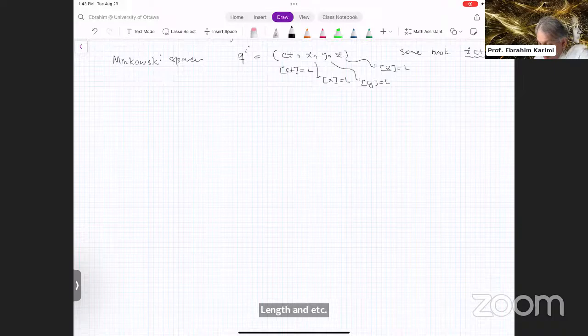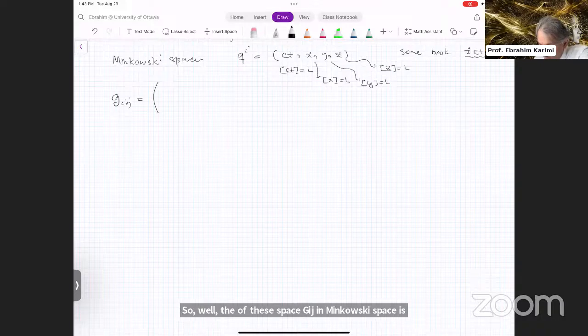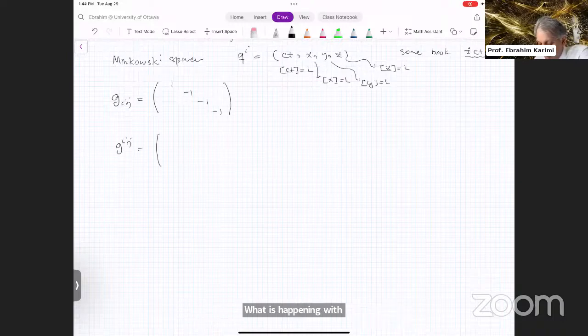The metric of this space, g_ij, in Minkowski space is given by 1, minus 1, minus 1, minus 1. What is happening with g^ij, the contravariant metric, is the same, right? It will be 1 divided by this, 1 divided by this, 1 divided by this. That will be 1, minus 1, minus 1, minus 1.